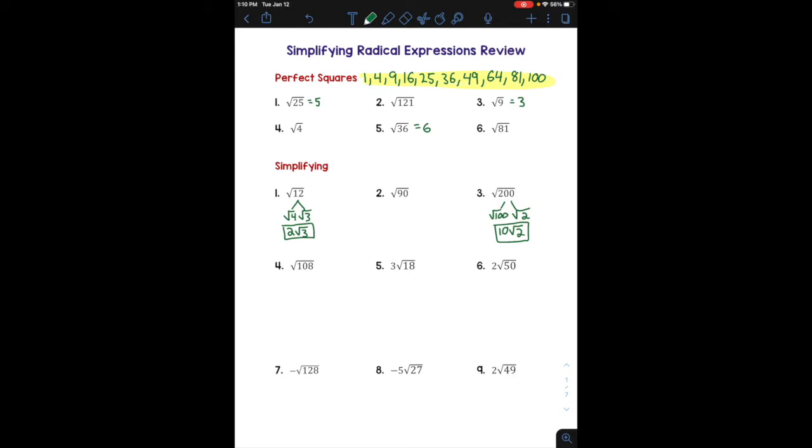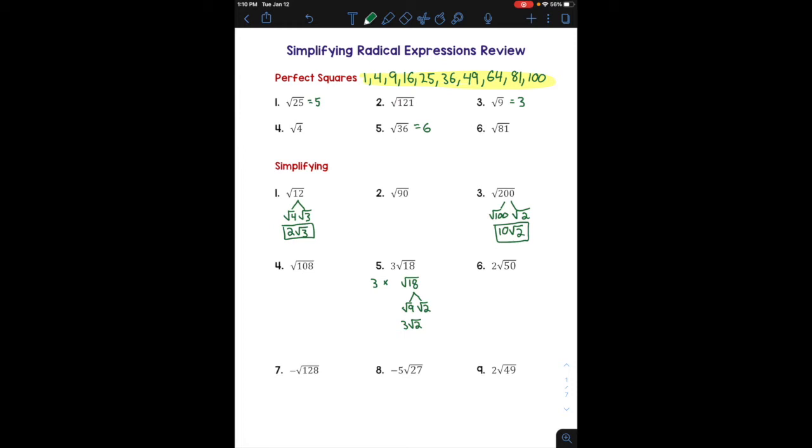Moving forward, we might have a coefficient out front of our radical expression, like problem number 5, that we'd like to simplify. And this is very simply just multiplying. So to rewrite number 5, we could say that this is 3 times the square root of 18. We'll simplify the square root of 18 first, and then multiply our answer times 3. The biggest perfect square that goes into the square root of 18 is 9, 2 times. So I could simplify the square root of 18 to the expression 3 root 2.